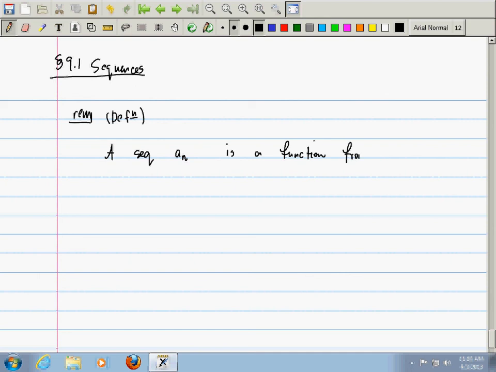From the natural numbers to the real numbers. Okay, which is to say that a sequence is just a very special kind of function.